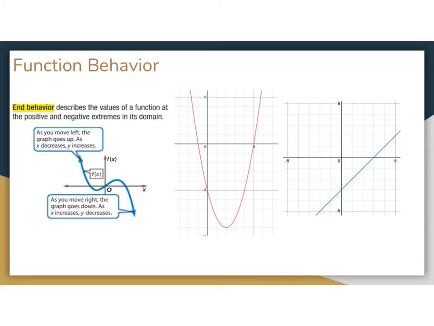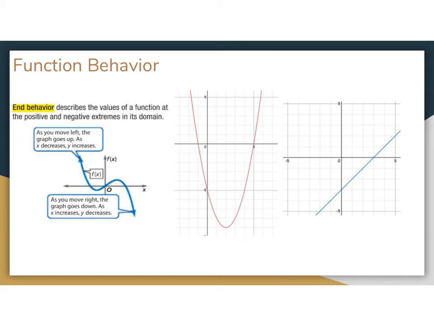The last behavior we want to look at is end behavior, which describes the values of functions at the positive and negative extremes in the domain, which, as you recall, is the x-axis. So as you move to the left, the graph goes up. Y increases and x decreases. So we could say that in this case and in this case, y increases.